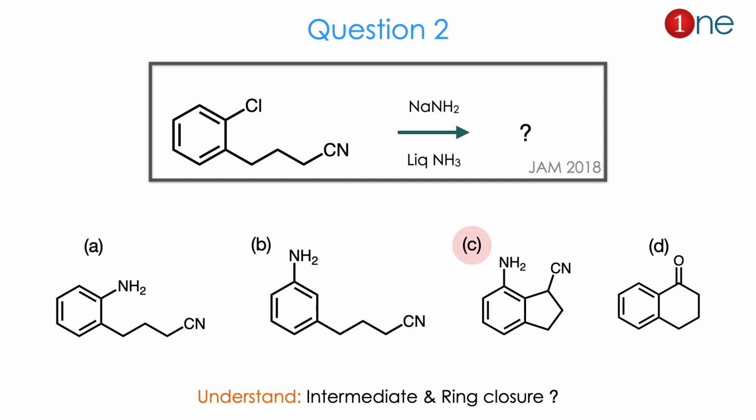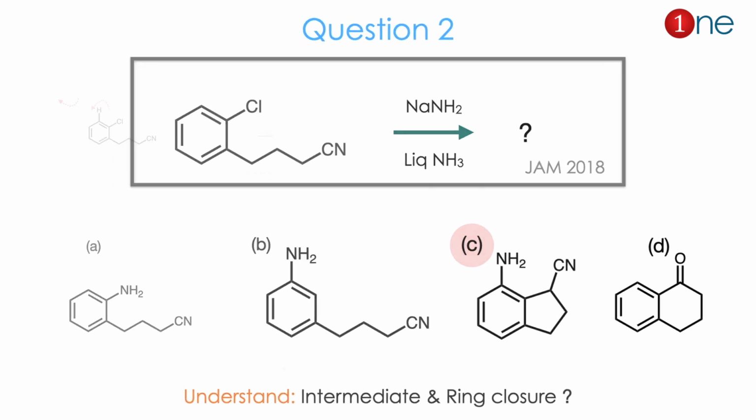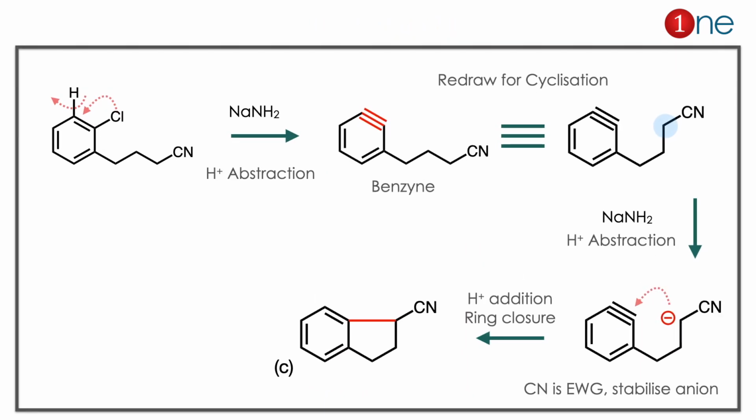Let us see how. In the starting material you have chlorine next to a hydrogen, so there is a possibility of benzyne. Since you are using sodamide, benzyne formation is possible. It is a reactive intermediate. So benzyne is there, and you have to quench the benzyne because it's the intermediate. How do you quench it? You can cyclize and quench it.